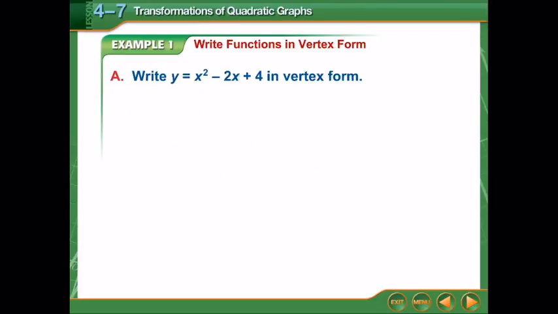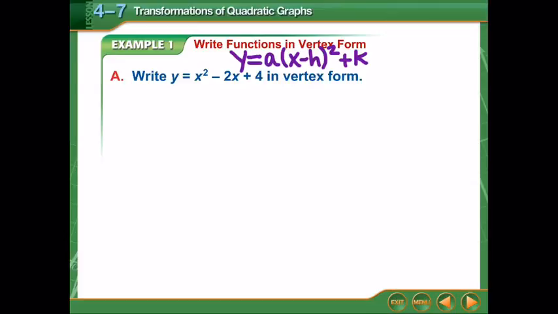Okay, so example 1 says to write y equals x squared minus 2x plus 4 in vertex form. So let me rewrite the vertex form again at the top so that we know what we're trying to get our equation to look like. So y equals a times (x minus h) all squared plus k. Okay, so this is our goal.